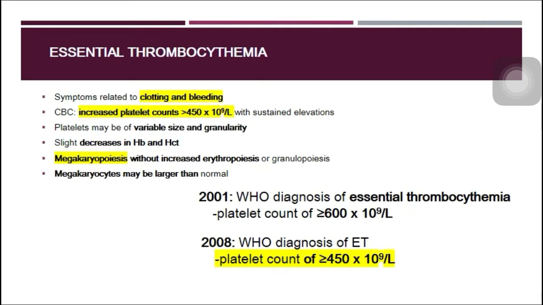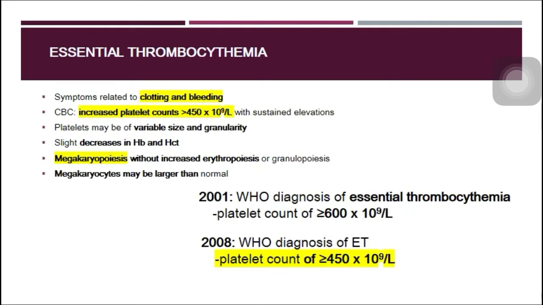CBC, increased platelet counts. Again, that's greater than 450 times 10 raised to the 9 per liter with sustained elevations, where the platelets may be of variable size and granularity. Again, bone marrow features megakaryopoiesis. I'm sorry, that's without increased erythropoiesis or granulopoiesis. And megakaryocytes may be larger than normal.